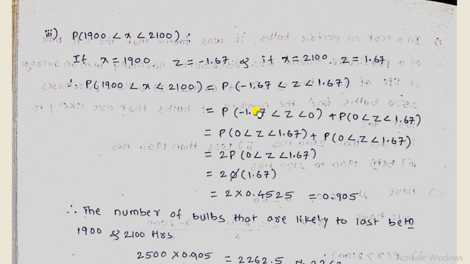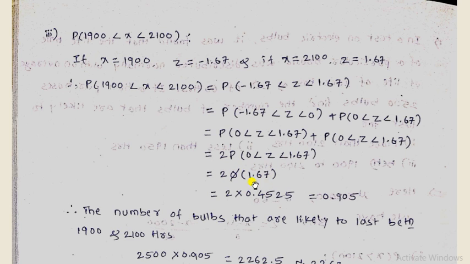Then rewrite this term as the probability of minus 1.67 less than z less than 0, plus the probability of 0 less than z less than 1.67. Expressing the negative value as positive, the z value is from 0 to 1.67 in both terms, therefore it is denoted as 2 times the probability of z in the interval 0 to 1.67, or 2 into phi of 1.67.